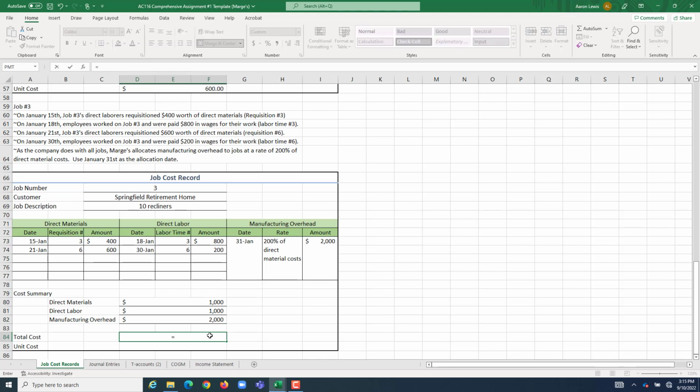So in total, job 3 costs an amount equal to the sum of direct materials, direct labor, and manufacturing overhead. Close the parenthesis, hit enter, we find out that is $4,000. And if it costs $4,000 to make 10 recliners, well then each unit that we produced cost us $400. Total cost divided by the quantity produced. And now that we have our job cost records ready to go, we can use that to help us fill out our journal entries, make our T's, and eventually get on to our financial statements.